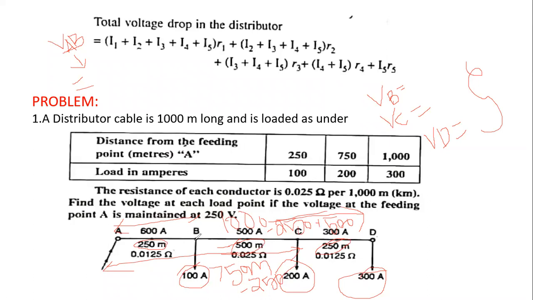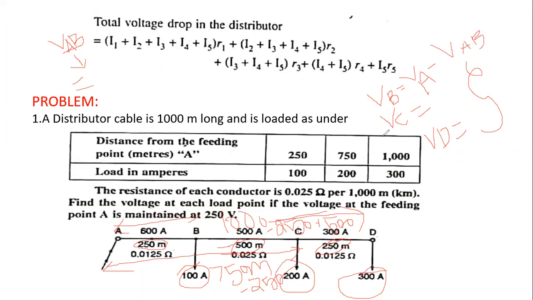Where does B point get its supply from? From A point. What is the feeding point for this B? That is A. Therefore, VB is equal to VA minus the drop for this section, that is VAB. Therefore, VB is VA minus VAB.